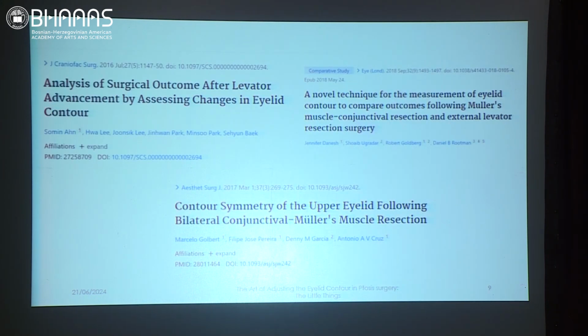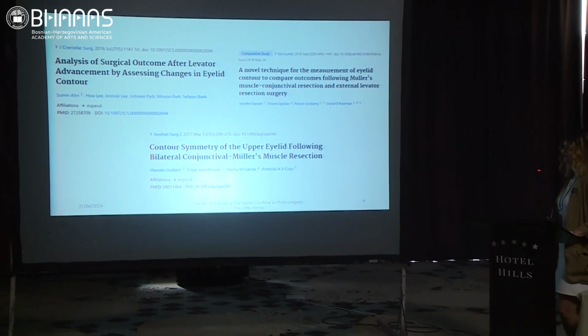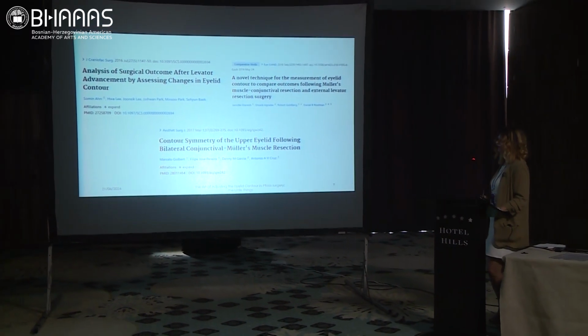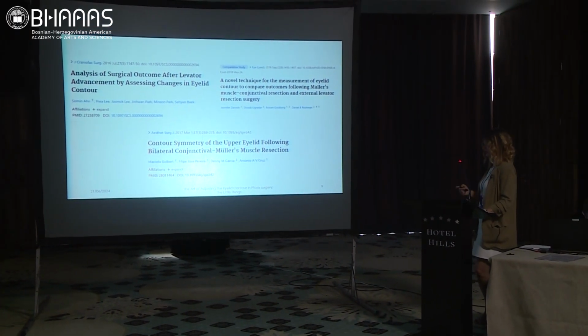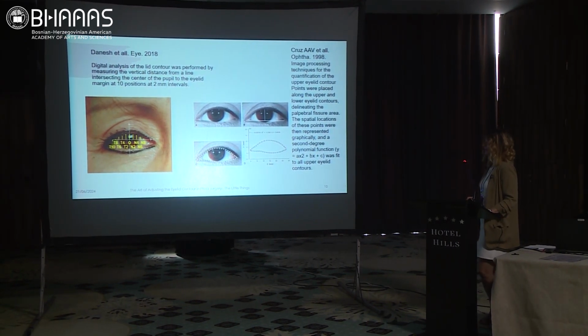In the literature, there is a substantial level of evidence speaking about the importance of addressing eyelid contour. However, it usually addresses only postoperative results. There is very scarce evidence evaluating preoperative values and how to plan the surgery. For instance, I would like to emphasize three studies. It's Danish and colleagues from 2018, who used a mathematical calculation using a horizontal line bisecting the middle of the pupil and 10 vertical lines 2 millimeters apart from each other. This is how they calculated the area and the lid contour.